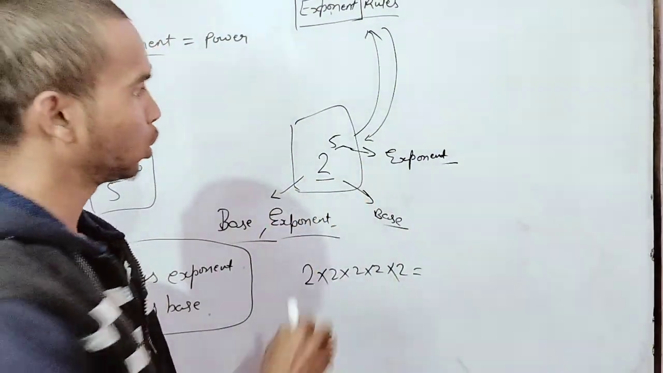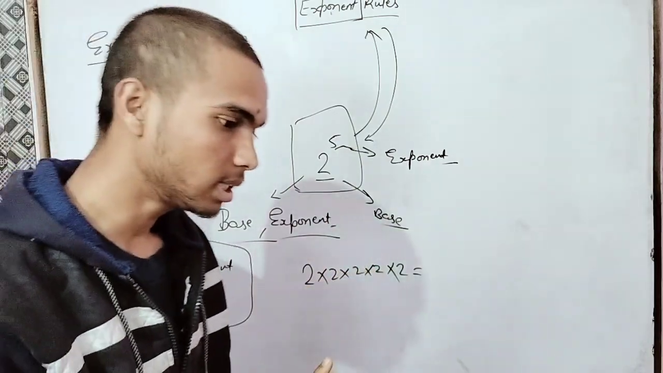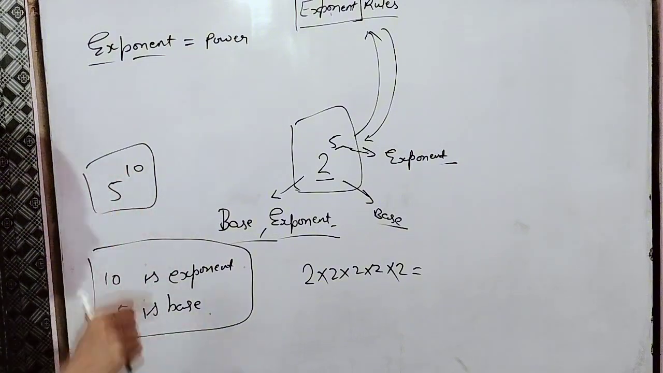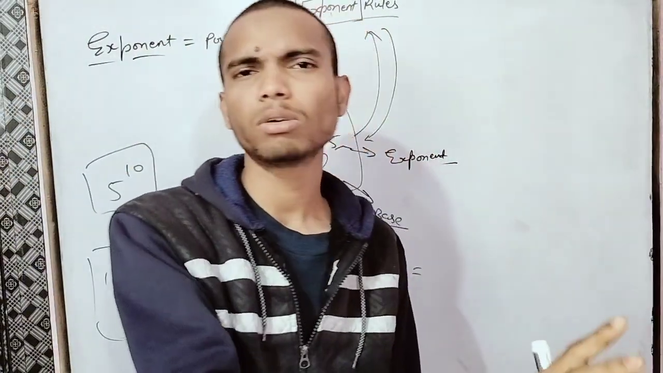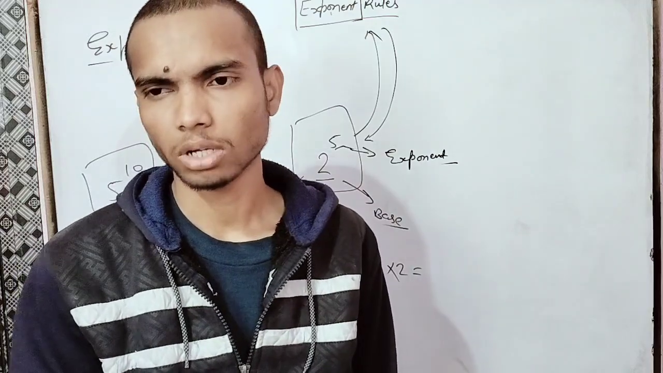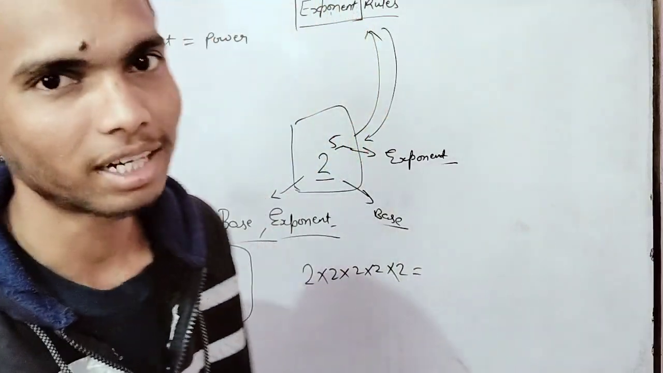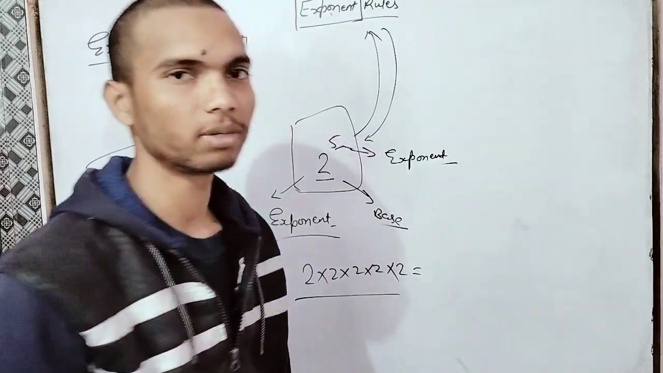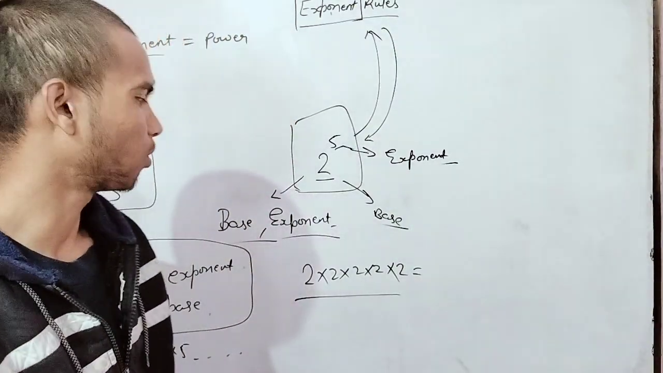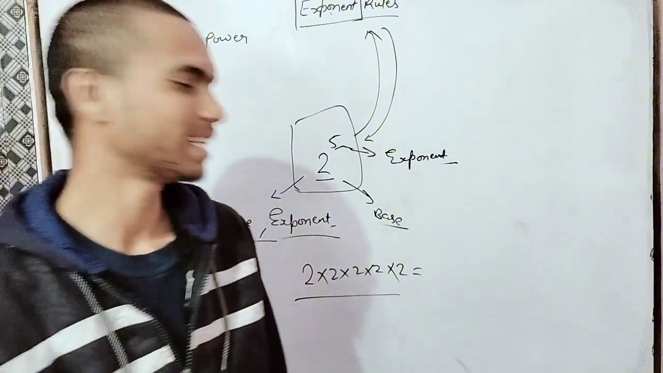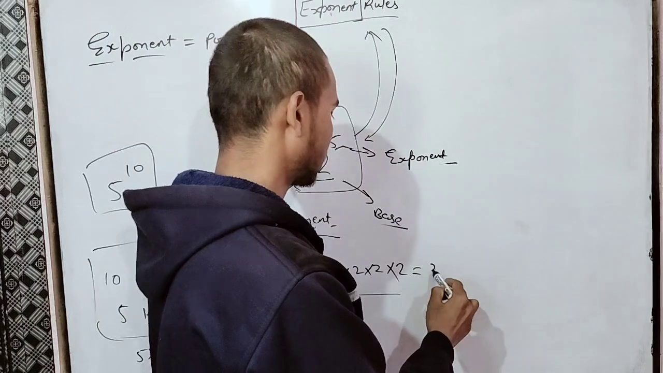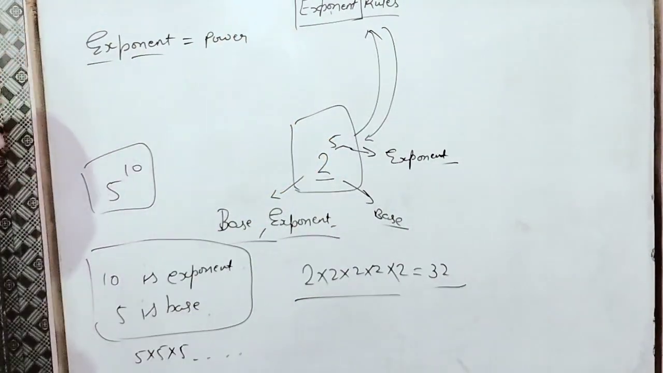So the exponent says, just write your base 5 times. In this case, this 10 is saying that just write the base, whatever you have as the base, 10 times. How many times? 10 times. Okay, like this. And then we will multiply it, then we will get the answer. 2 times 2 is 4, 4 times 2 is 8, and 8 times 2 is 16, and 16 times 2 is 32. This is how we get our result.